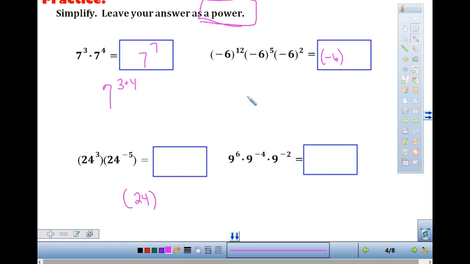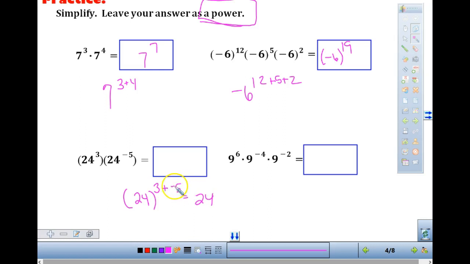So if I am looking, Cole, what would you say negative 6 is to the what? 19th. We're taking 12 plus 5, plus 2, negative 6 to the 19th power, right? If I'm taking a look at the next one, Brooke, 24 to the... So we're going to have 3 plus negative 5, which would give us, what did you say? If we're adding those, so we're going to have negative 2.